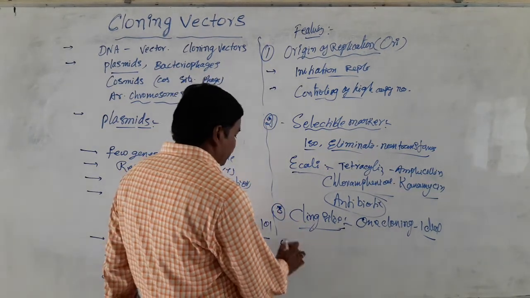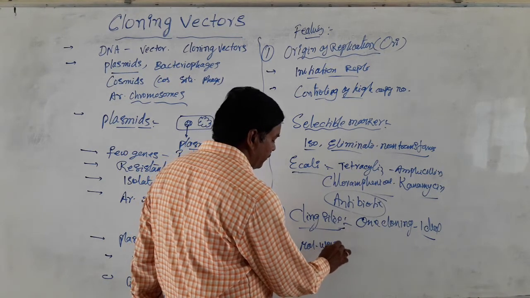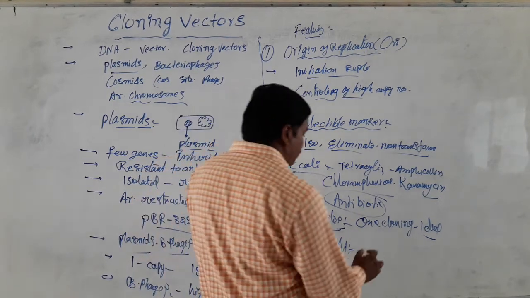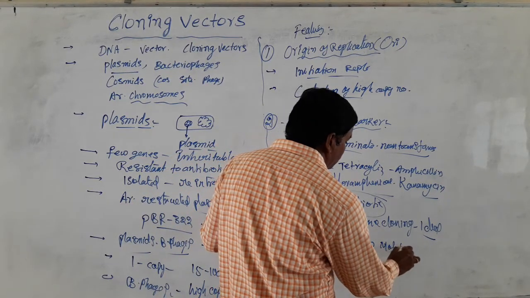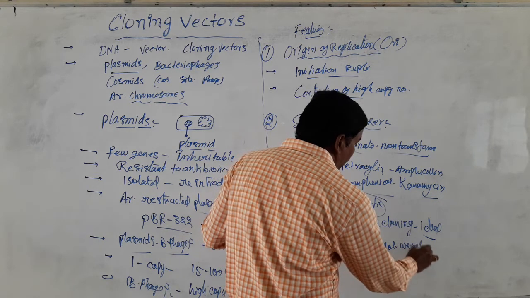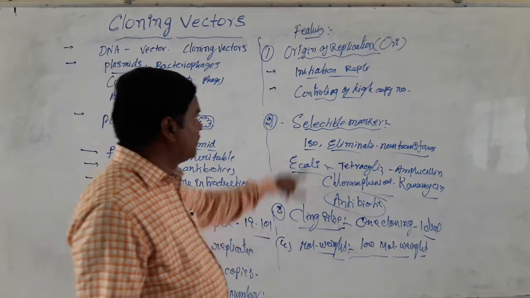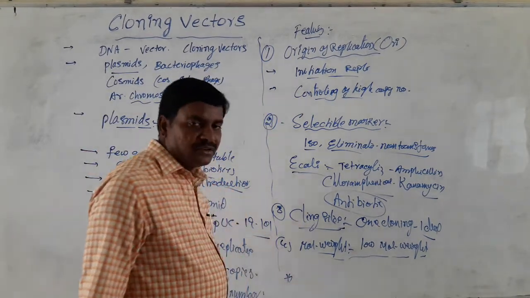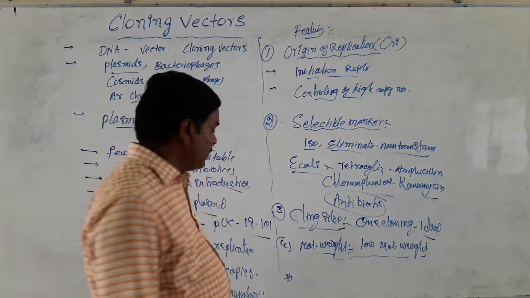Now coming to the fourth one, molecular weight. The cloning vector should have very low molecular weight. Very low molecular weight is necessary. These are considered the ideal features of cloning vectors.